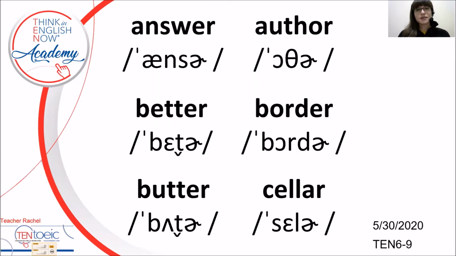Better. This means to improve. So if something is okay, we want it to get better. We want it to improve. For example, you want your English to get better, to improve.